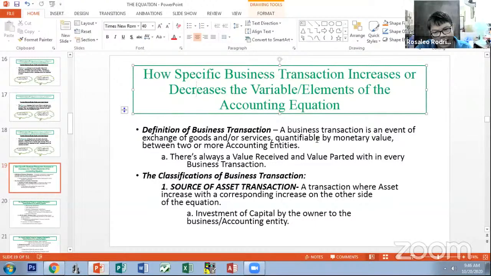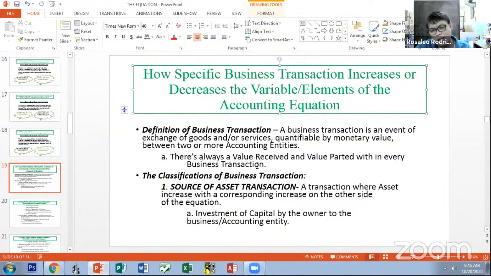By just a difference of seconds or minutes, you can purchase goods from two or more different sellers or vendors. Now, this is very important here. There is always a value received and a value parted with in every business transaction. If you are using Passion's Accounting 1 book, Passion discussed this value received and value parted with in every business transaction.